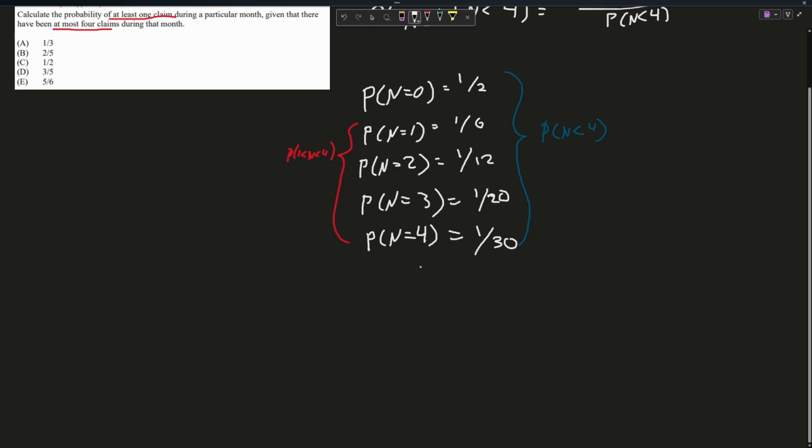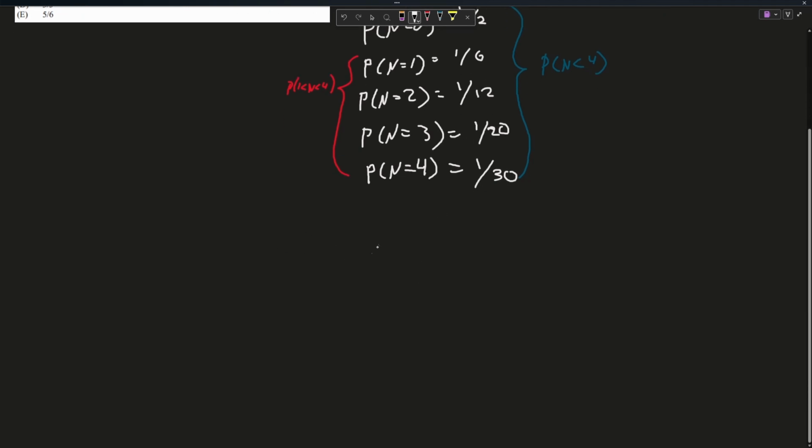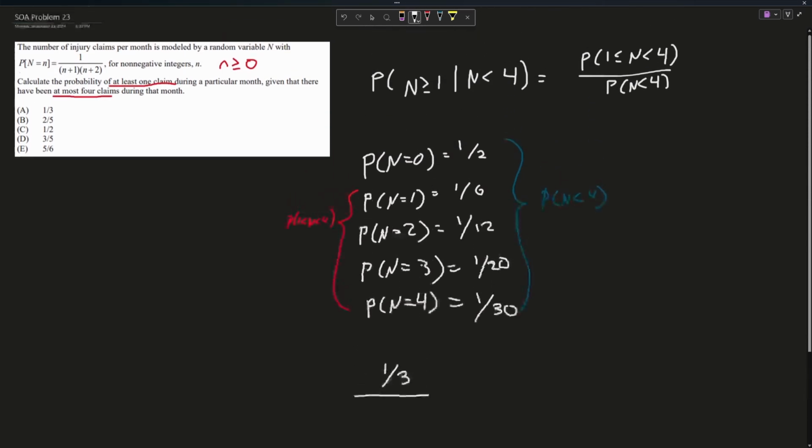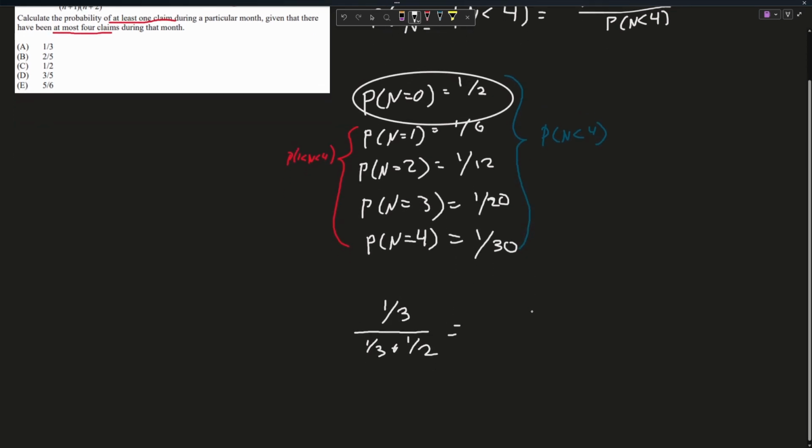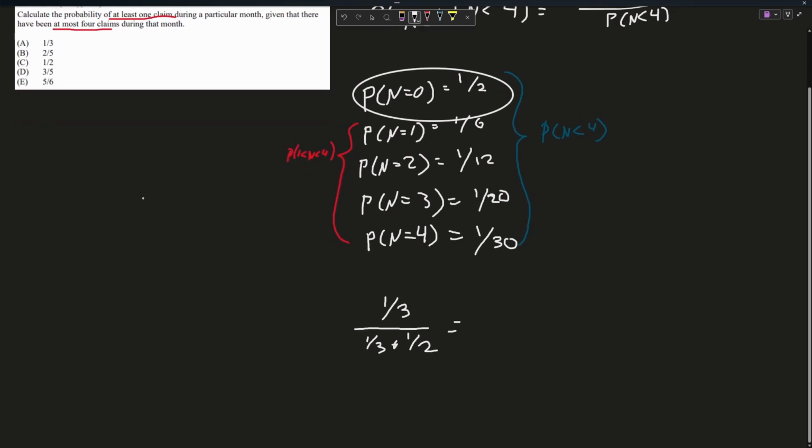So if we add up the red here, a 6th plus a 12th plus a 20th plus a 30th, we get a third. And then in the denominator, it would just be a third plus our one piece right here, which is a half. And then that will end up giving us 2/5. B.